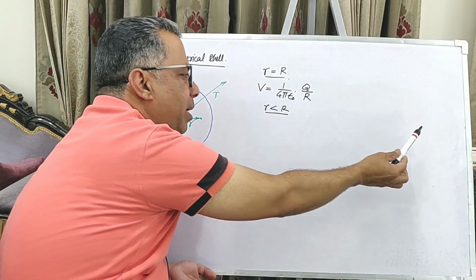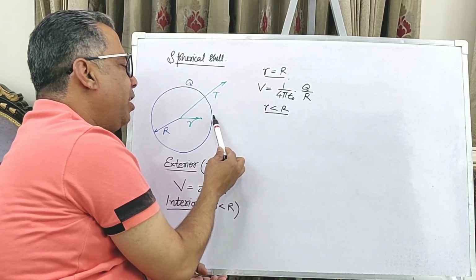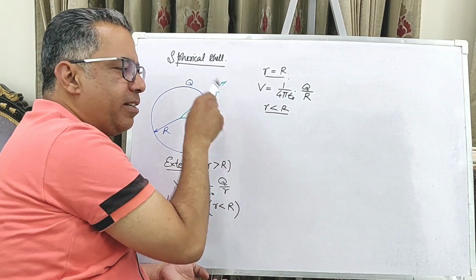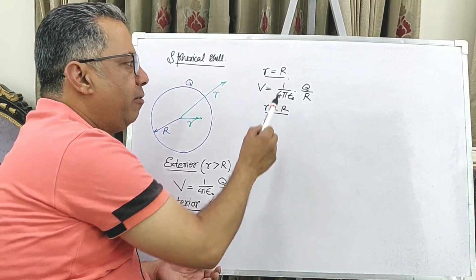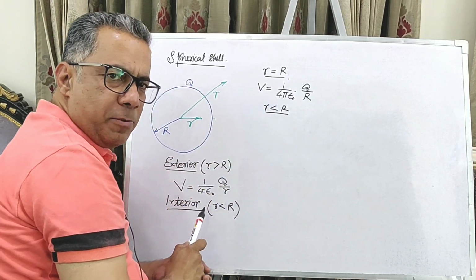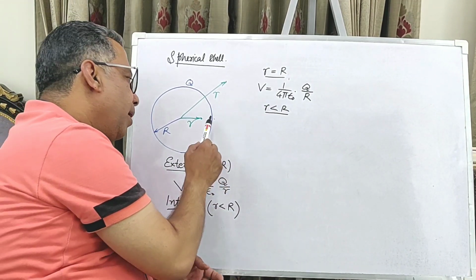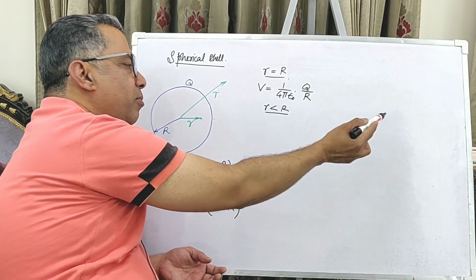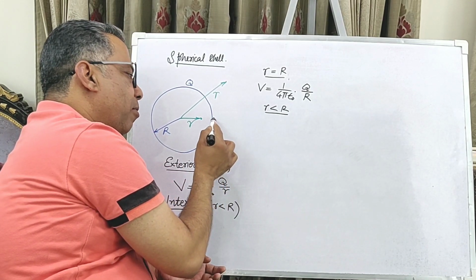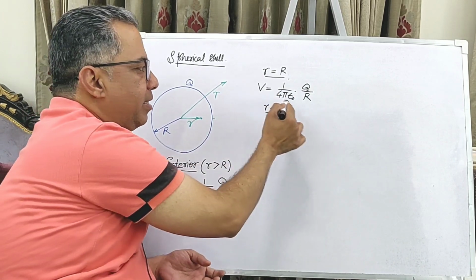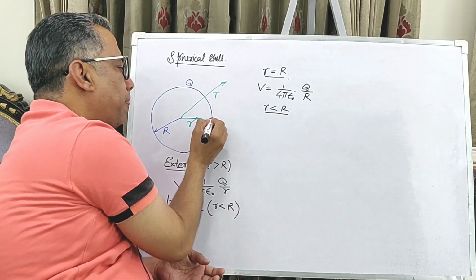So if I bring a unit positive charge from infinity up to this point, then the work done by the electric field on that unit positive charge will be negative of this potential. That's how potential at a point is defined. So work done on the unit positive charge as it is brought from infinity to this point by the electric field is negative of this quantity.